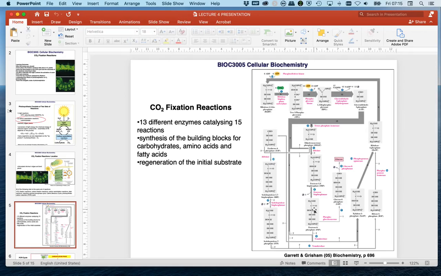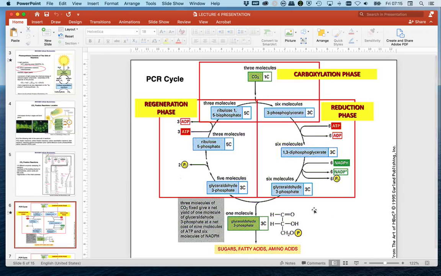And the reaction also regenerates the initial substrate. So it truly is a cycle, and that's why PCR cycle is a very descriptive name, the photosynthetic carbon reduction cycle. So I would like you to remember this information in text on this slide, not the individual enzymes or the reactions, but I would like you to remember the next slide and the reactions that are highlighted, and we'll go through those.